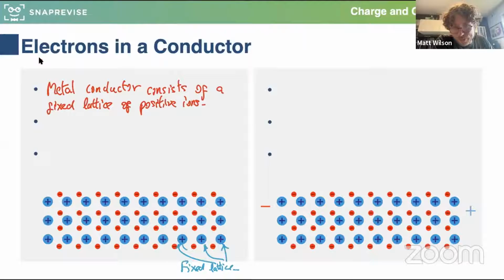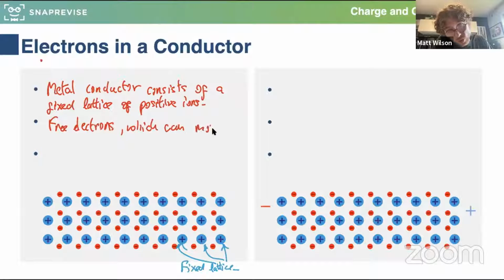Good. And the other bit, if you were giving a chemistry answer about the structure of a metal, the other thing you'd have to say is that there's a lattice of positive ions, and then there are free electrons. Free electrons. And what are they? Well, they are things which can move between the ions.